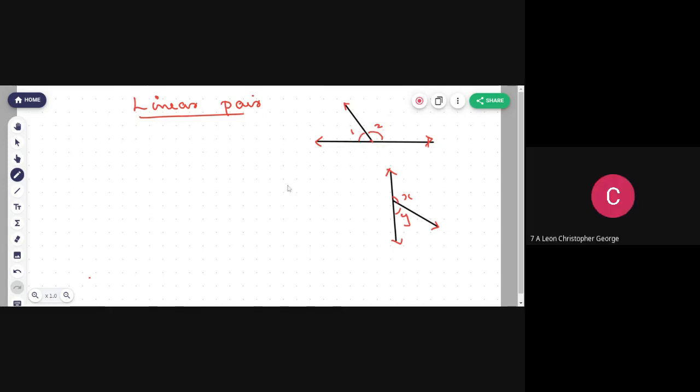Miss, there is a straight line. Both these two angles are on a straight line.